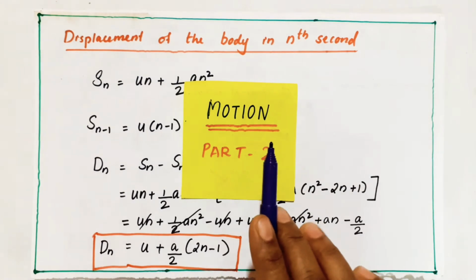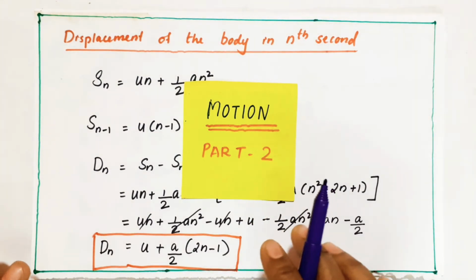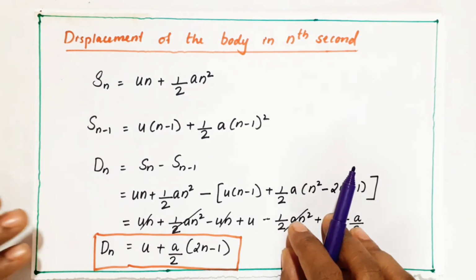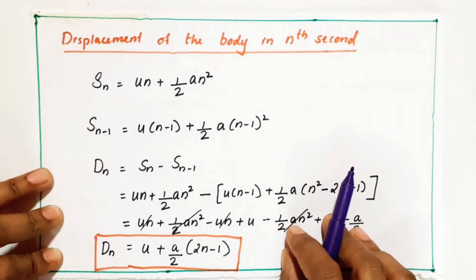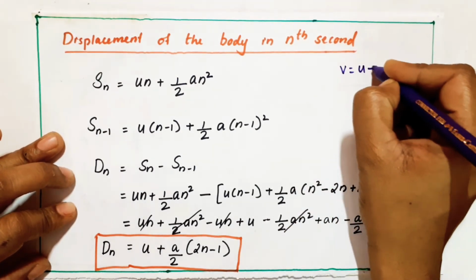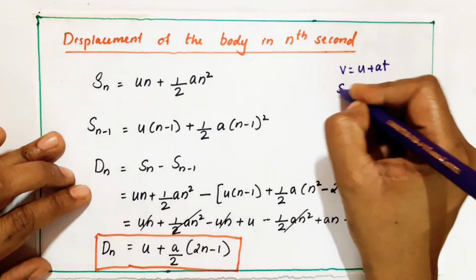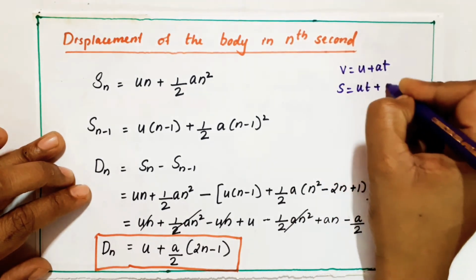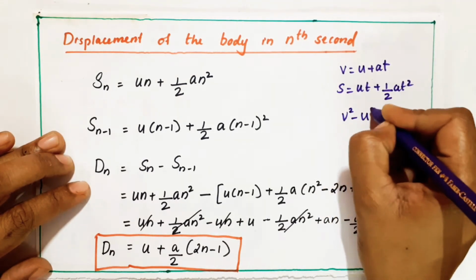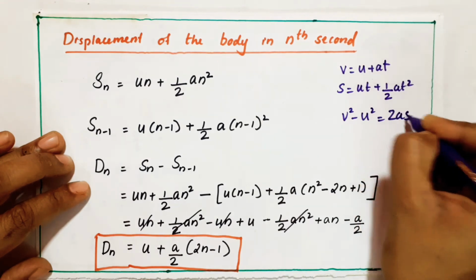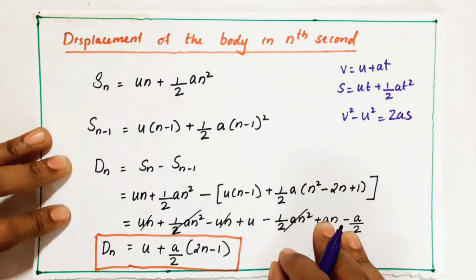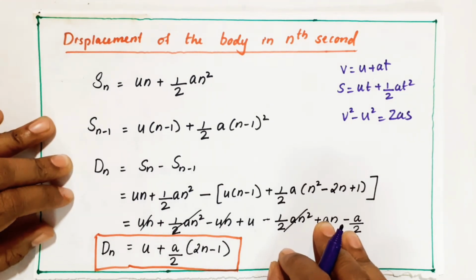First, I'll discuss an equation for displacement of the body in the nth second. We know there are three equations of motion: V equals U plus AT, S equals UT plus half AT square, and V square minus U square equals 2AS. We know these three equations. But now I am discussing another equation, in which we find the displacement of the body in the nth second.